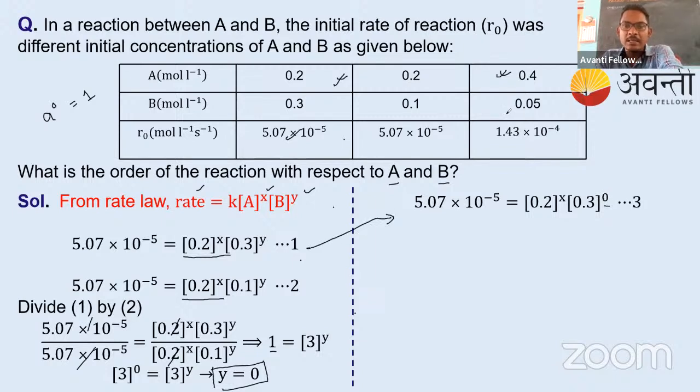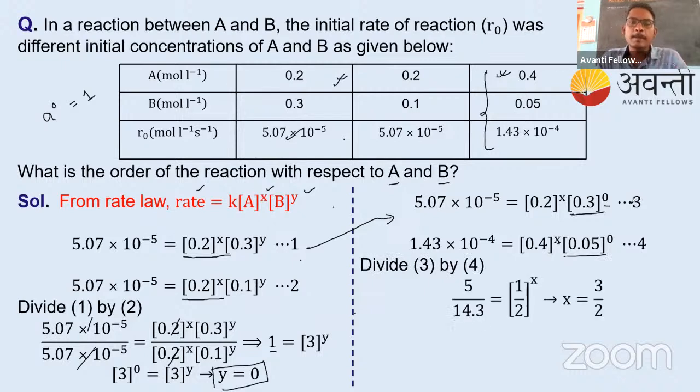After that, I take this column, this one, and we know the value of y equals 0, and x stays as it is. Because something to the power 0 equals 1, this becomes 1 and this becomes 1. Now divide equation 3 by 4, and you will get this divided by this. So we approximate this 5.07 as 1, and this one we can write as 0.5 into 10 to the power minus 4.